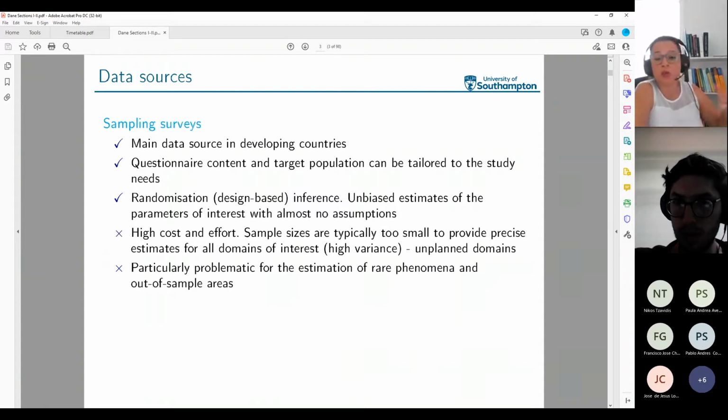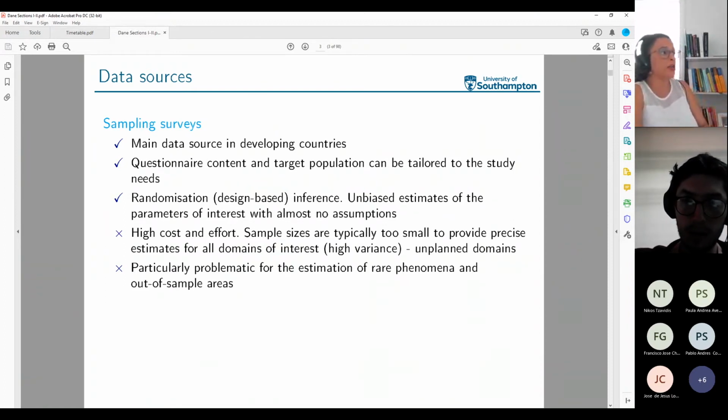And because of the way samples are collected, generally you don't have samples in all the areas you would be interested in. So that brings us to the issue of out of sample areas, and how can you produce an estimate for, let's say, the poverty in the city of, I don't know, Florencia, Caquetá, if you have never been to Florencia, Caquetá. So how you are going to obtain an estimate under this framework of inference for that particular case is problematic. Okay, so that in terms of sampling surveys.